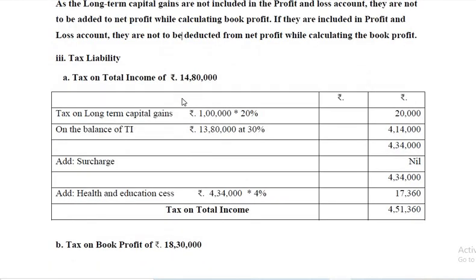Now we'll look into the tax liability part. So we have completed the total income computation, we have completed the book profit. Now we'll go for tax liability. Here the rule is: tax on total income, or normal tax, or tax on book profit, whichever is higher. Let us calculate tax on total income first.